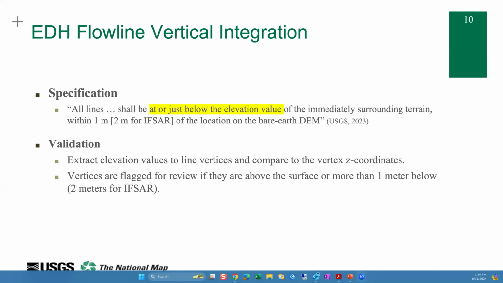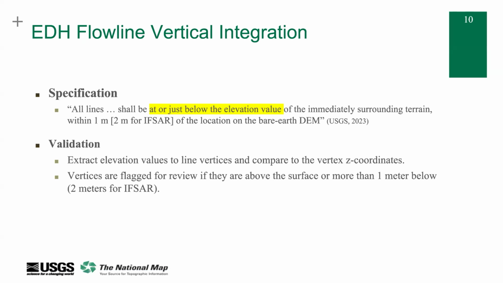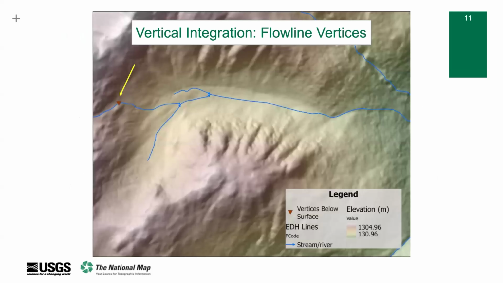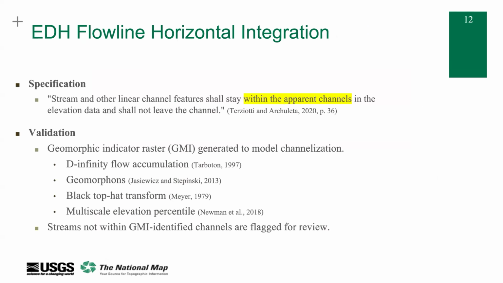And then for our validation checks, what we do is extract the elevation values from the DEM to the line vertices, and then compare that value to the vertex Z coordinate. So just get the difference. And then we flag vertices for review if they're above the surface by any distance or more than 1 meter below the surface. Next slide, Will. Thank you. So this is an example we're going to come back to for the next few slides of a little flow network in one of our deliveries.